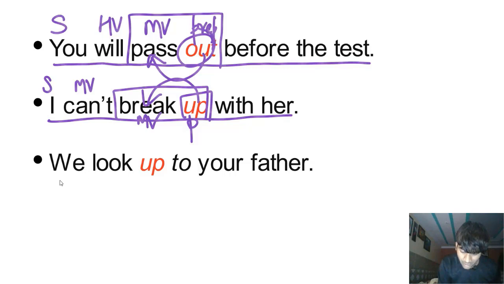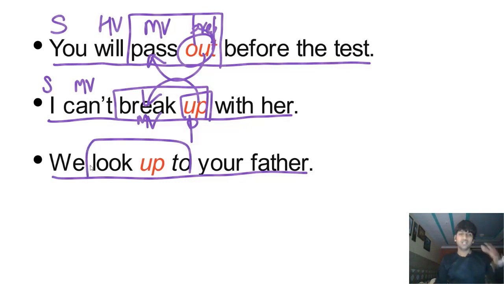Another example for you. We look up to your father. We look up to. So this is a phrasal verb. Look up to. You look up to somebody. So if you look up to somebody, you want to be like that person. You admire that person. You follow that person. So we look up to your father. So up and to here are prepositions. Both are essential to the meaning of the verb as well as the sentence, and both are adverbial complements.